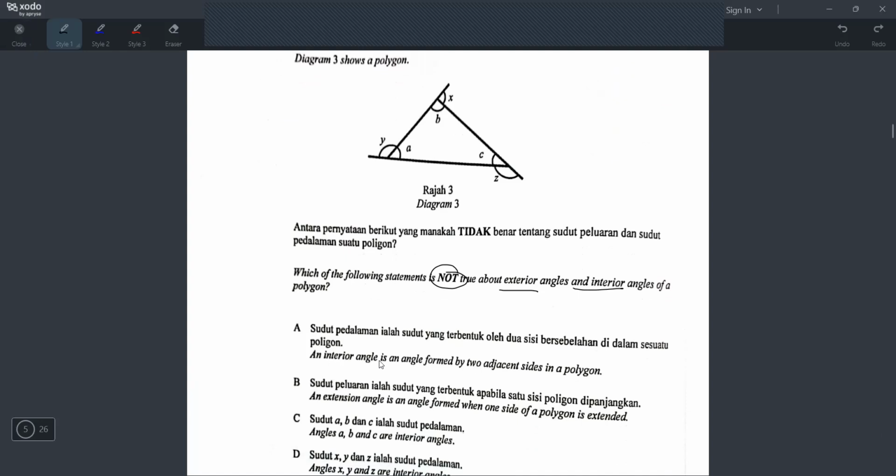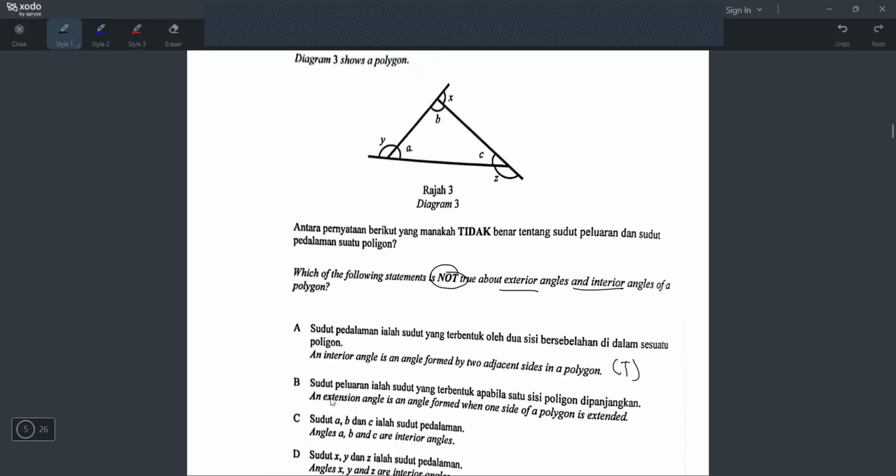The first one: an interior angle is an angle formed by 2 adjacent sides in a polygon. Sudut dalam adalah sudut yang terbentuk oleh dua sisi sebelahan di dalam sesuatu polygon. This is true. Interior angle is formed by 2 adjacent sides. Means dua sudut yang sebelahan. Like for example, A, B, and C. This is the interior angle. Then what about X, Y, Z? That's the exterior. Okay, but it's okay.